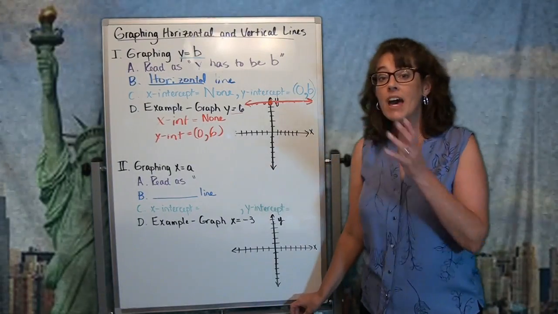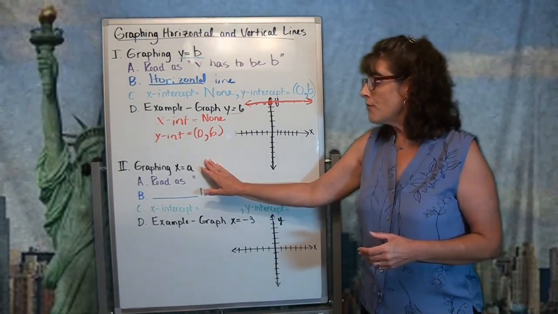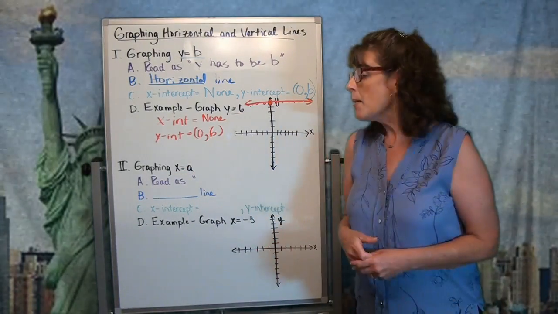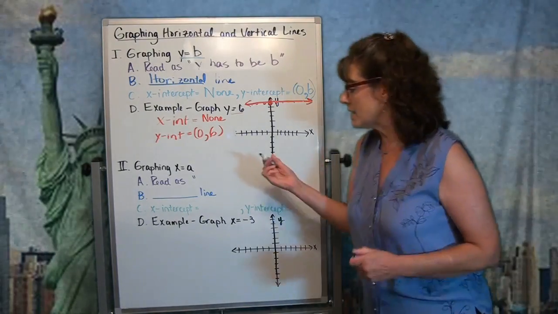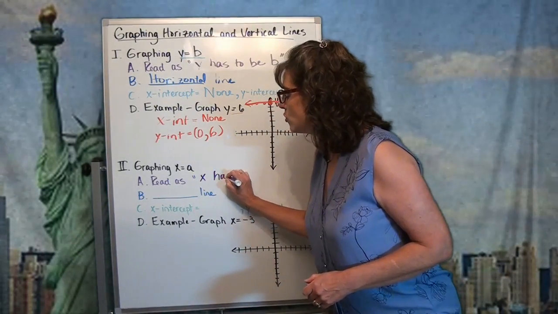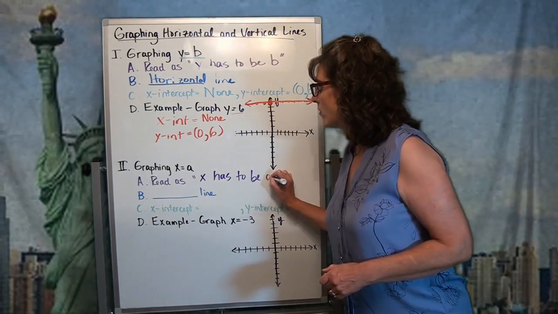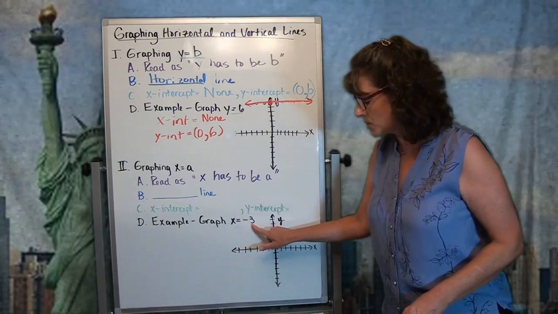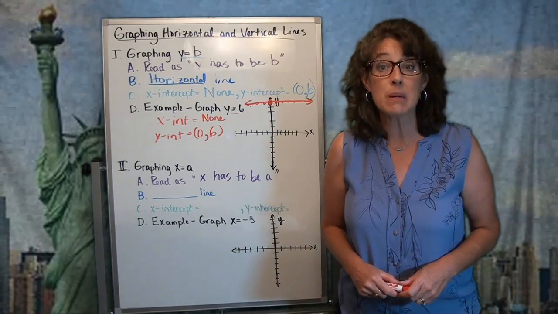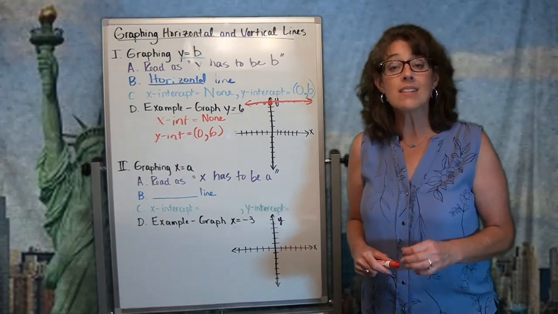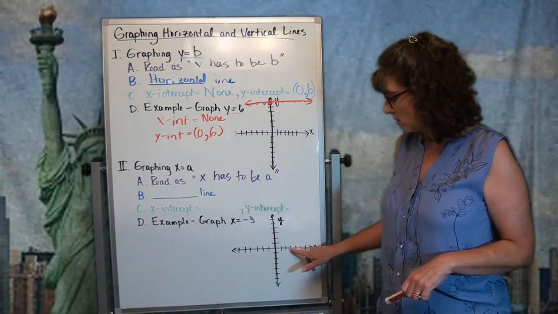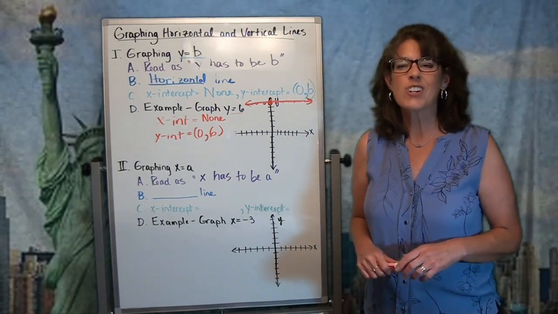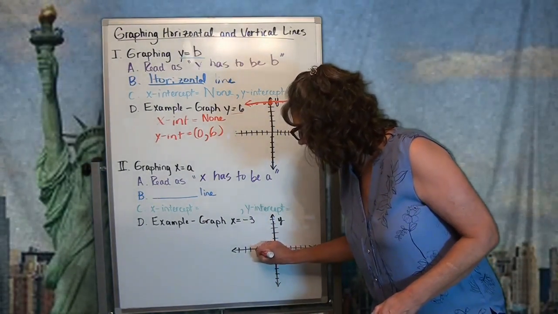Now, with that in mind, take a look at this idea. So if I'm going to graph an equation that says x equals a, and that's how we all read it, x equals a, but I'm going to read it in a new way. I'm going to read it as x has to be whatever that number is. So in this example, this says x equals -3. I'm going to read it as x has to be a -3. So where is x a -3? Is it a -3 here, here, here, or here? Where is x -3? You're exactly right. X is -3 right there.